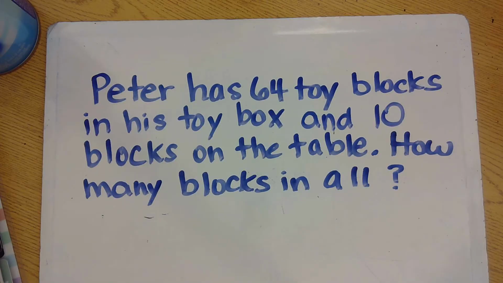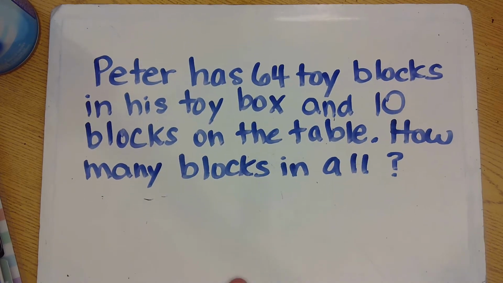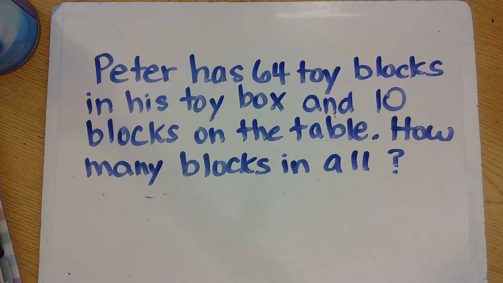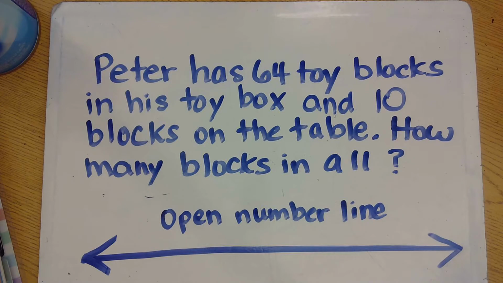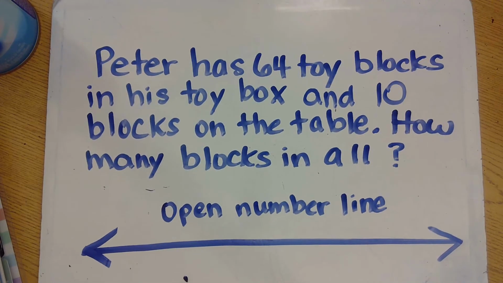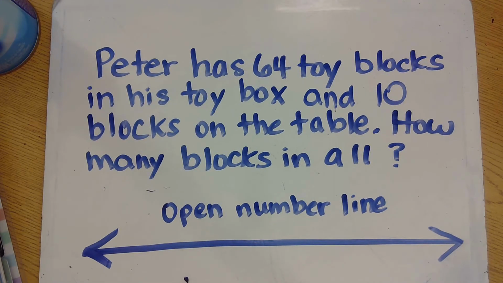Here is our first number story. Peter has 64 toy blocks in his toy box and 10 blocks on the table. How many blocks does Peter have in all? One thing that I can use to help me solve this problem is something that we call an open number line. An open number line is a line that has two arrows pointing at each end.